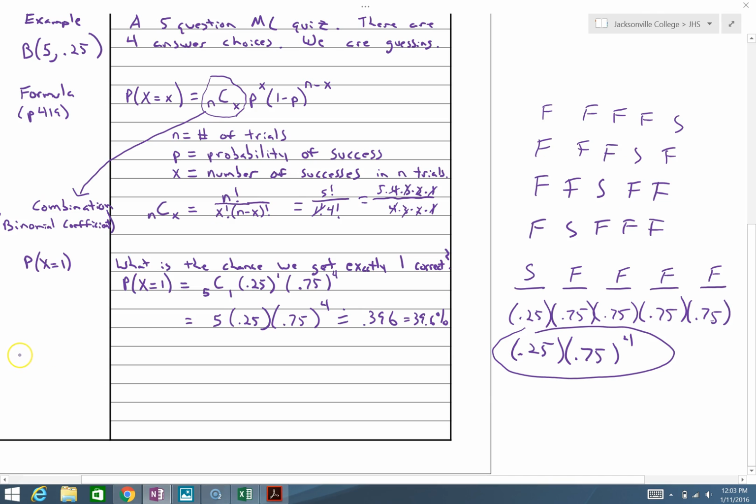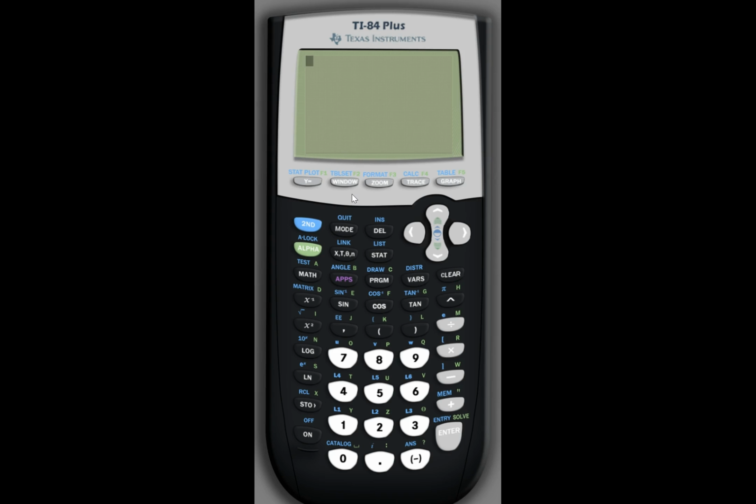Now I'm going to look at the TI-84 calculator command that can help you with this situation. It's called binomial PDF. Let's see if we can find it. From your home screen, you will hit second and then vars, pulling up distribution. This we've done previously when we've calculated a normal probability, primarily using norm CDF. Also on this screen we've used inverse norm.